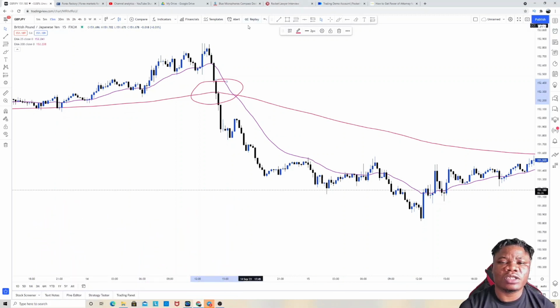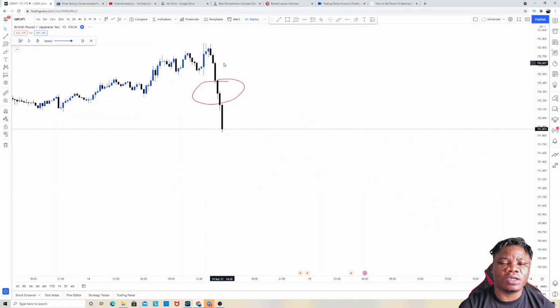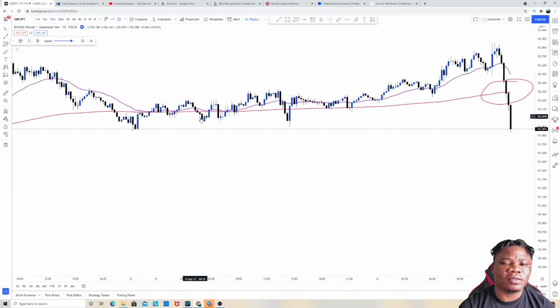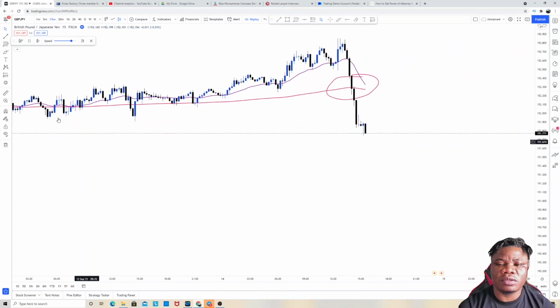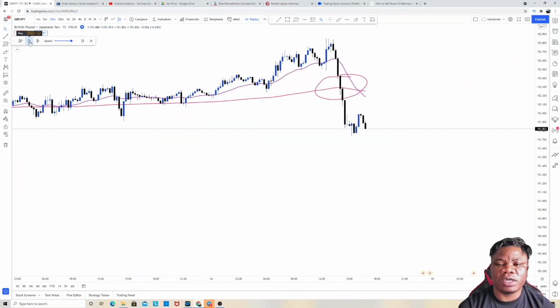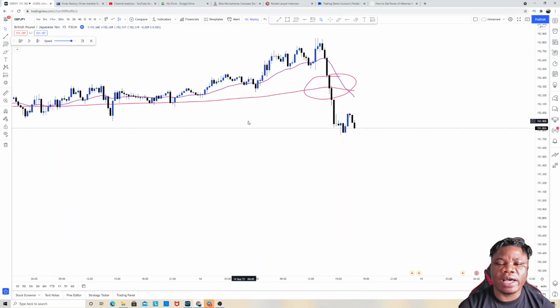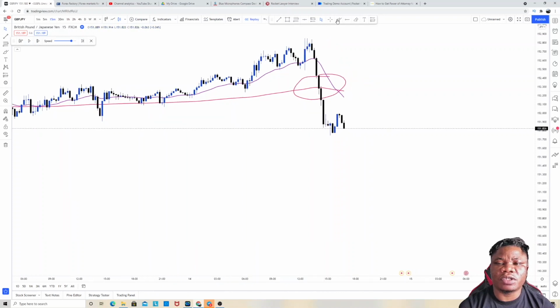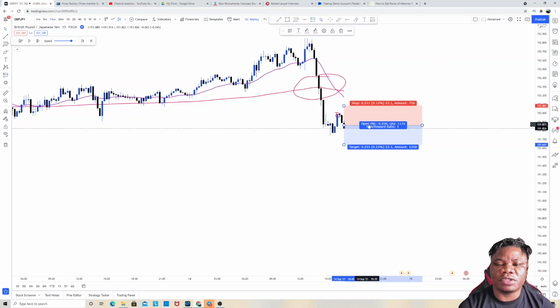Let's put this in replay mode, and I'll show you guys where our entry is going to be. So let's start from right over here, and let's take a look and see where our entry will be. Now we have our pullback right over here, and we'll have our entry at this second bearish candle right here.